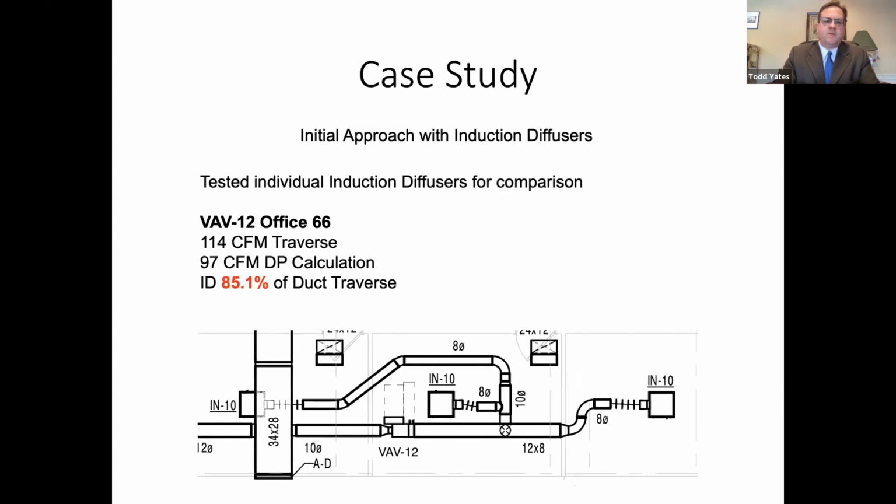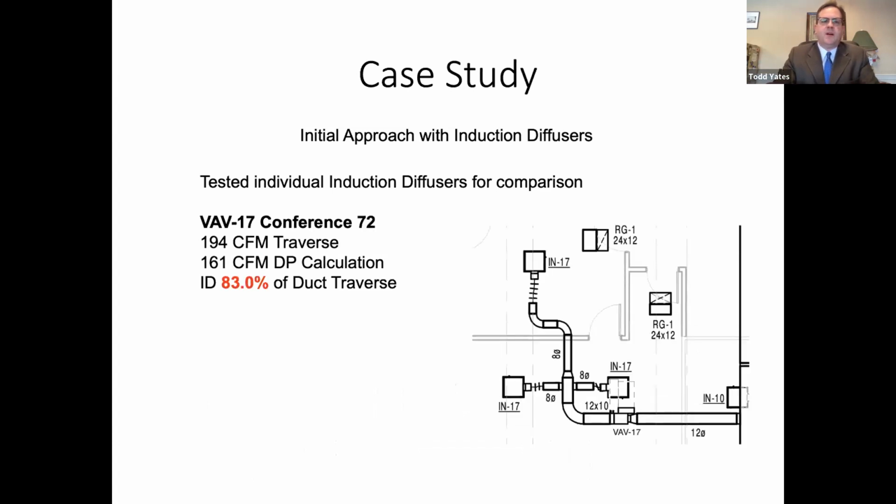So here's one off of VAV 12 serving an office, 114 CFM traverse, 97 CFM from the DP calculation, and that wasn't as bad as some of the totals, but still 85%. That's too big a difference. That's not going to work when you think of if you have that kind of error over the whole system. That's just not going to be acceptable. So we kept looking. We tried another one with similar results, 194 CFM on the duct traverse and 161 CFM on the DP calculation.